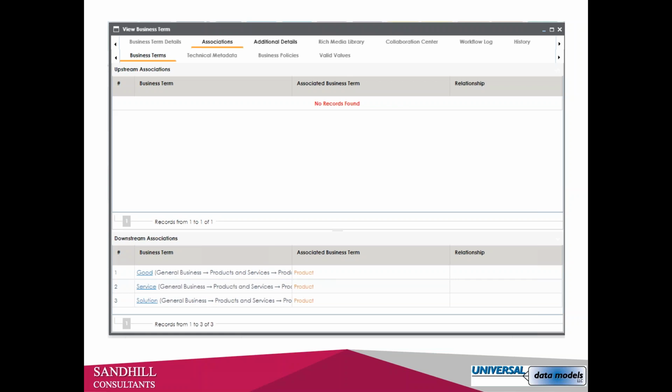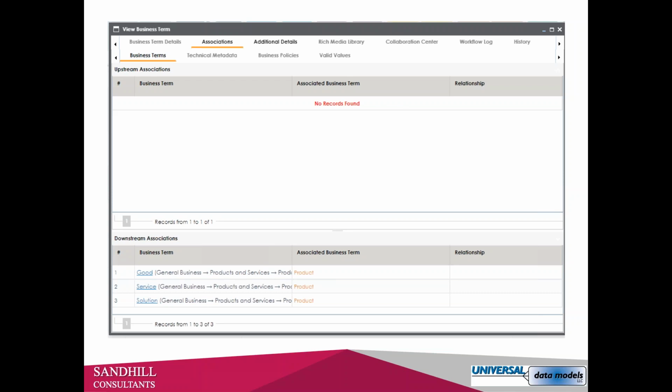So if we know that a product can be a good, a service, or a solution, we can look down here at the bottom of this screen. We can see that there are downstream associations of a product. So a product is a high-level idea, but it's broken down into more specificity as a good, which is tangible, a service which is not tangible, and a solution that may or may not be a combination of a good and a service. So that's a business term that's associated with another business term.